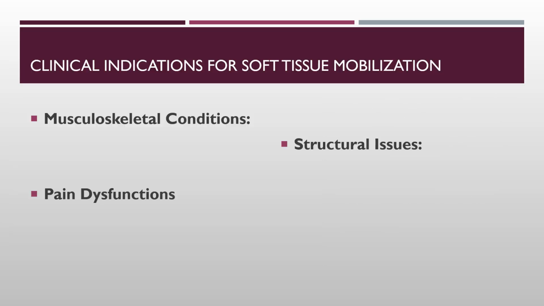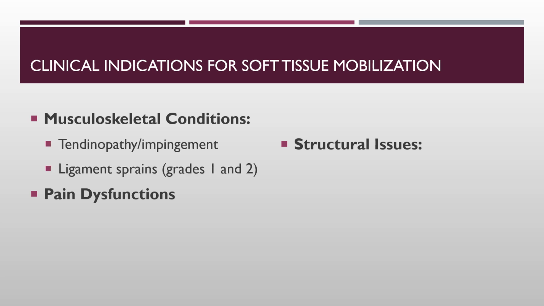Lots of different reasons that we would use our soft tissue techniques for. First one being musculoskeletal conditions, any tendinopathies or impingements. We're going to learn what these really are next semester, so we'll maybe store those in the back of your brain, and then we'll talk about what a tendinopathy is, what an impingement is.